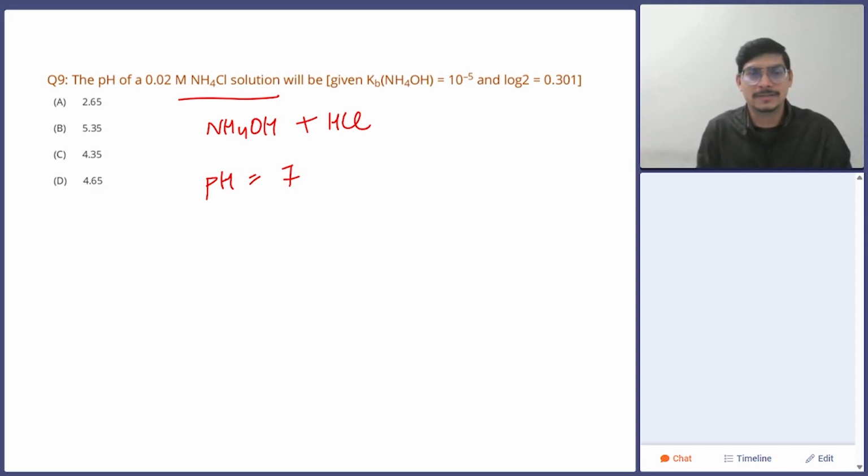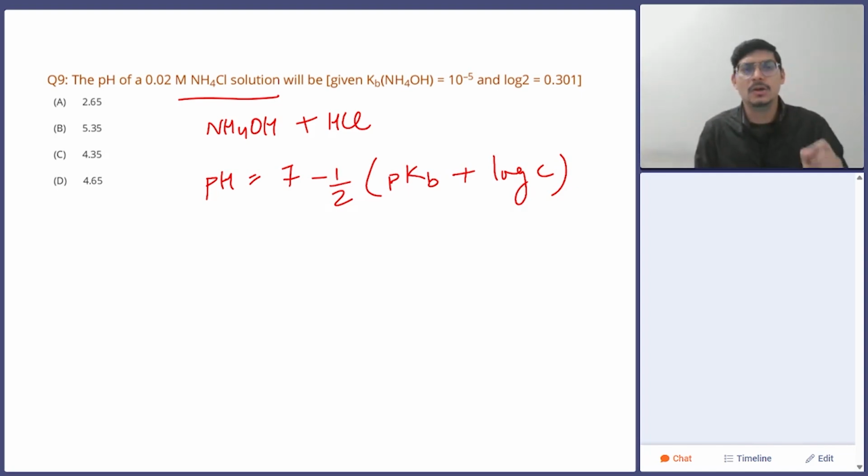And the formula is 7 minus half pKb plus log C. Now, please remember a general point of confusion. C is not the concentration of the salt. C is the concentration of the conjugate acid of the weak base, right? Which in this case is simple. Ammonium cation, it is 0.02 molar, right?